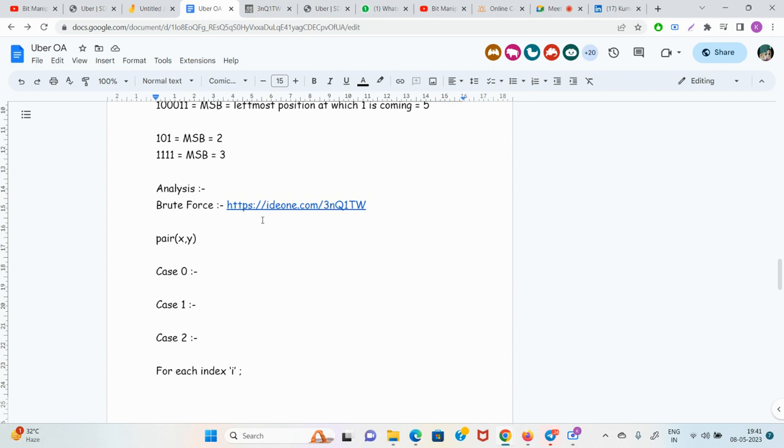Now, guys, the brute force stuff is done. Now let's do the analysis of how we can do this efficiently. This problem is very, very interesting. So let's think about how we can do this efficiently.